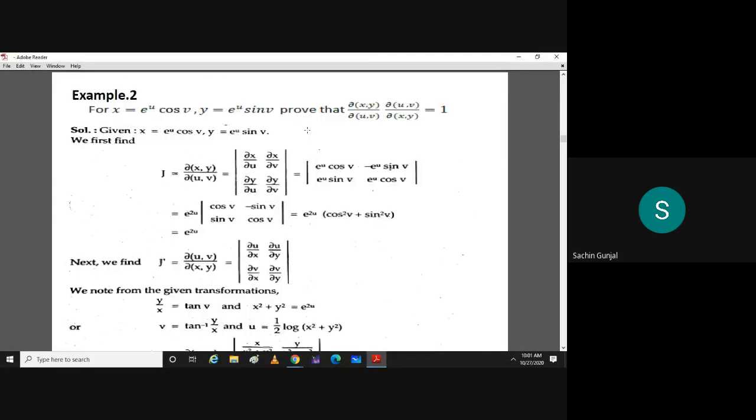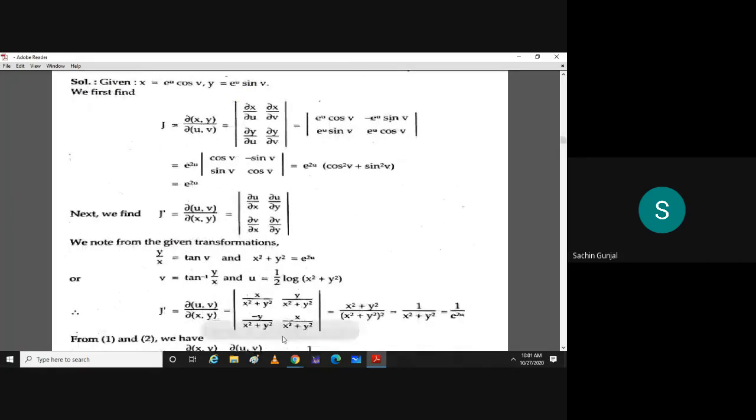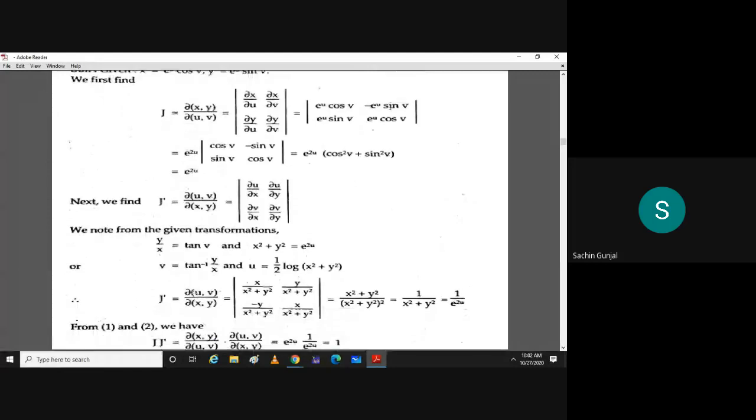If you do y by x, then e raised to u gets cancelled. So y by x is equal to tan v. So v is equal to tan inverse y by x. So you get u as a function of x, y and v as a function of x, y. So just put these partial derivatives here. So u with respect to x is 1 upon x square plus y square into 2x.